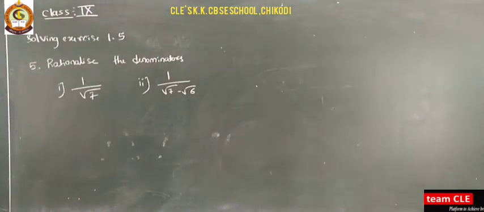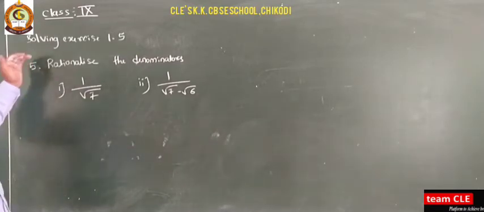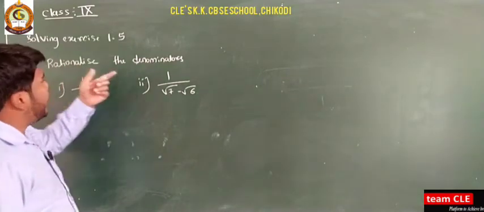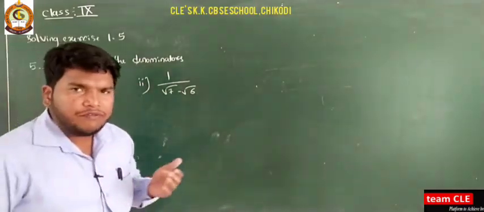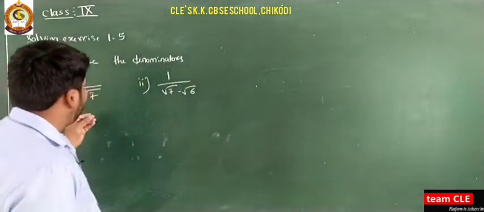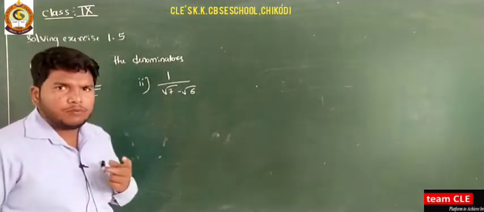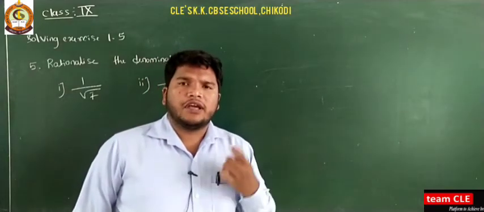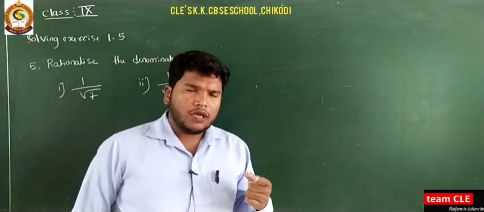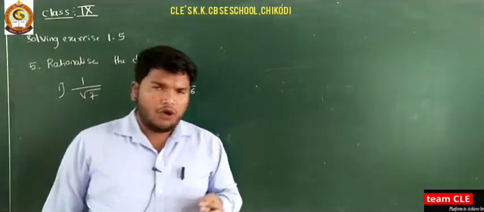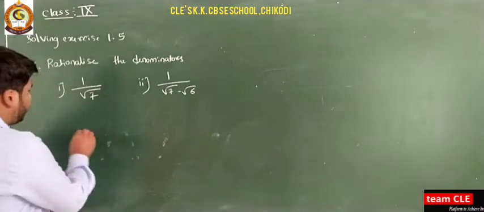So dear students, this is the last problem, the last part of your exercise, that is solving exercise number 1.5, rationalize the denominator. In the previous video you have learned how to rationalize the denominator. Two problems I am going to solve, and two problems are for your homework, and this completes your exercise number 1.5. In the next video I am going to solve the laws of exponents. So see here how to solve this problem.